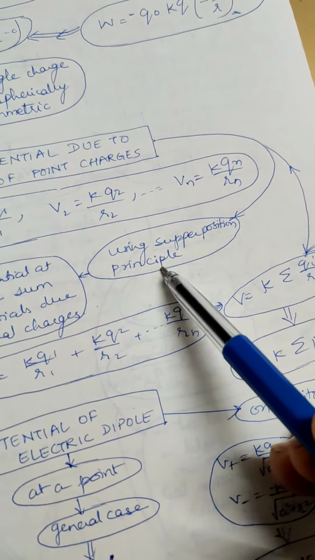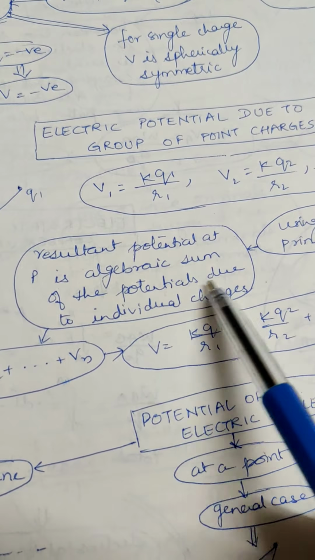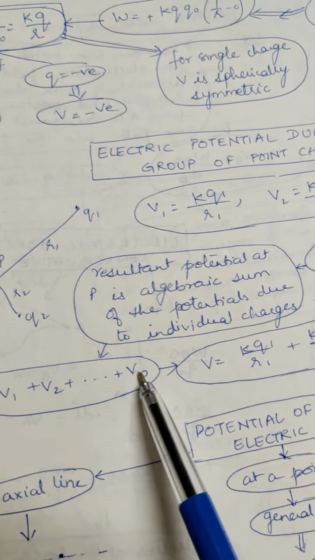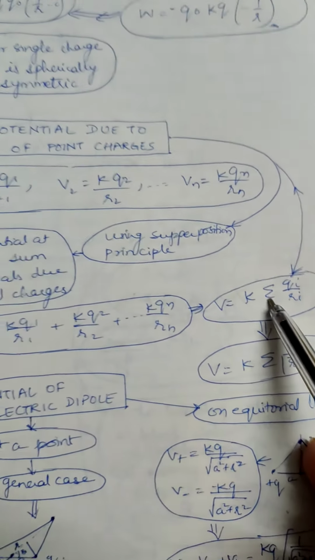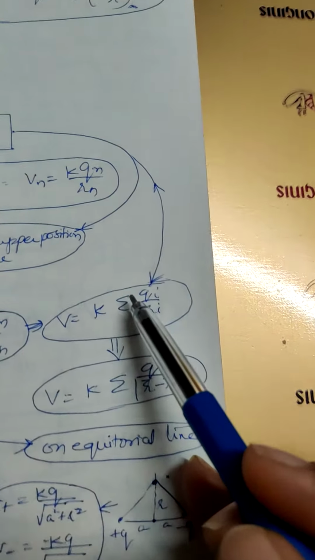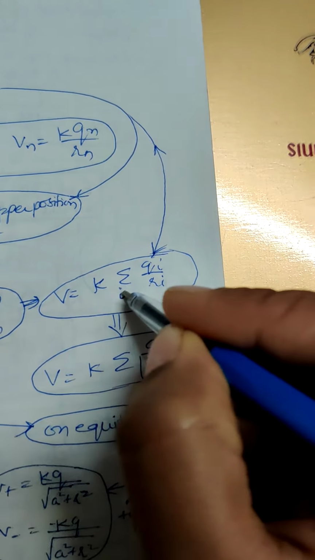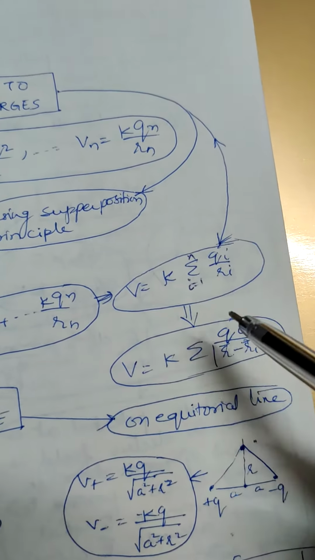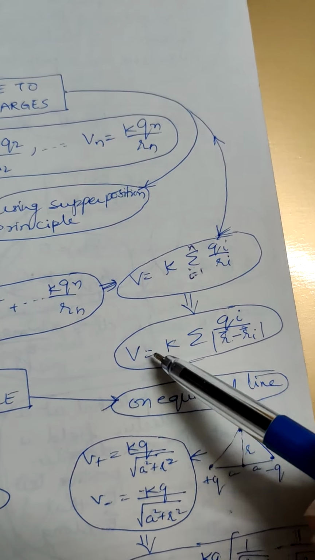Now using the superposition principle, the resultant potential is the algebraic sum, because it is a scalar, of the potentials due to individual charges. When you add, k is constant everywhere, so take k common. What is left is q1 by r1 plus q2 by r2 plus up to qn by rn. So we can write k outside and sigma qi by ri, where i goes from 1 to n. You have also used the summation symbol in 10th class, so you are aware of it. Then V is equal to k sigma.